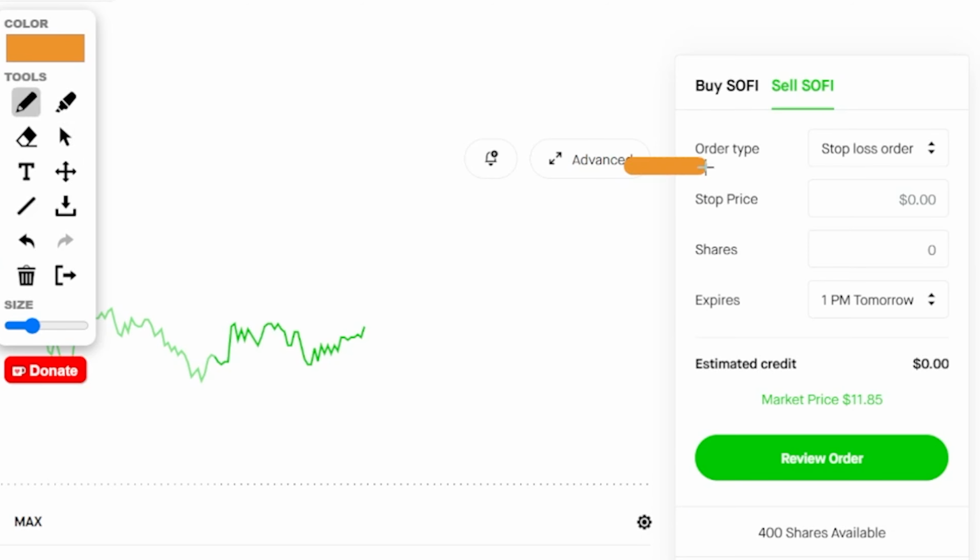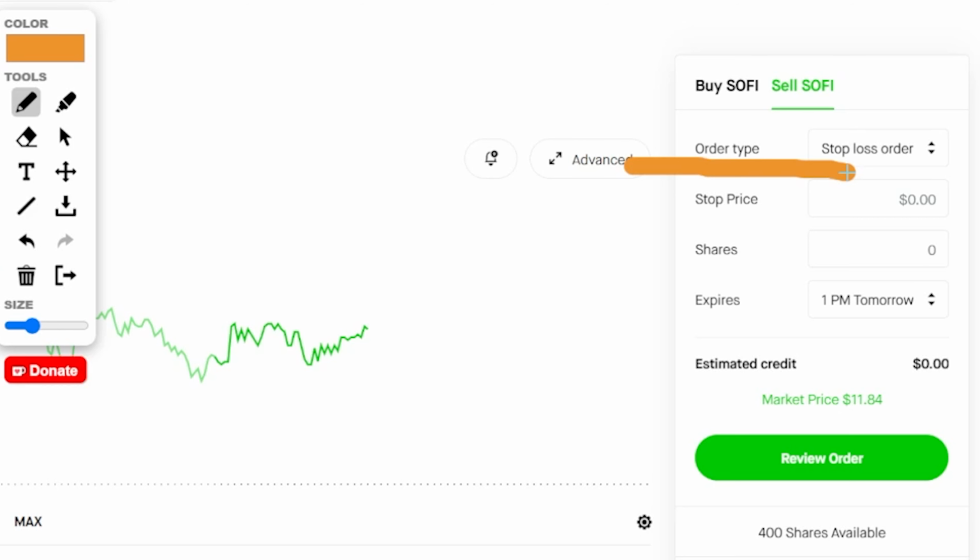Now next up here is going to be the stop loss order. Now a stop loss order is primarily used to limit potential losses on a stock you already own. You set a stop price. If the stock price falls to or below this stop price, your stop loss order is triggered and automatically converts into a market order to sell your shares. So kind of like we talked about earlier with a market order, it kind of just goes through.